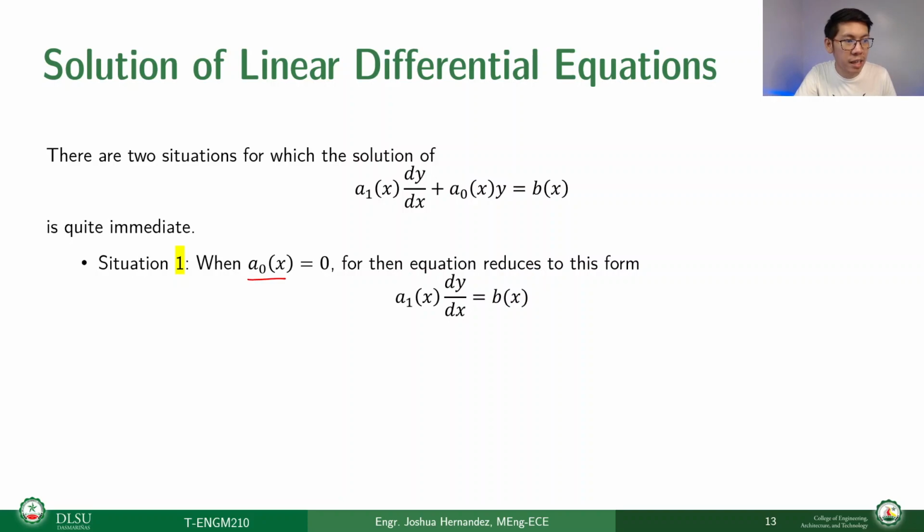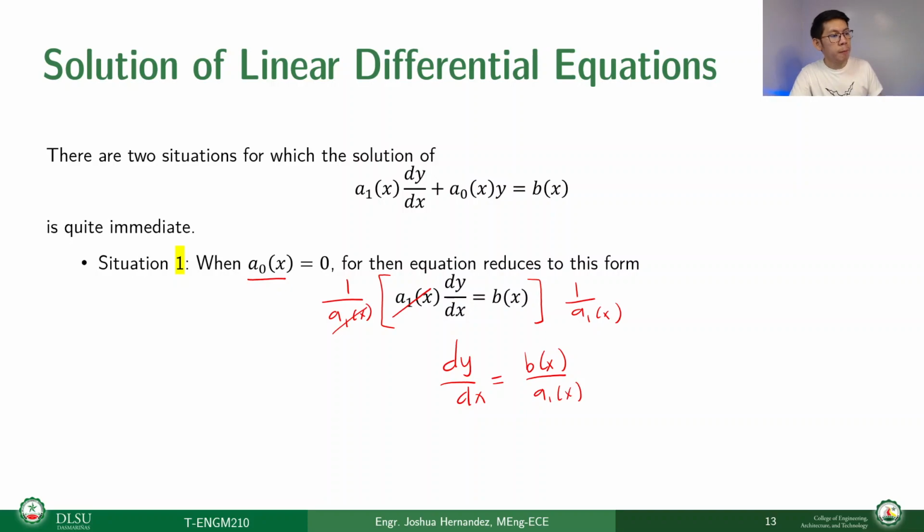Okay? Now, what can we notice on this form? Assuming again that a naught of x is equal to 0, we can notice that our differential equation can be solved by means of variable separable. How? Well, we can move a1 of x to the other side, by multiplying 1 over a sub 1 of x. So 1 over a sub 1 of x cancels out on the left-hand side of the equation, and we're left with dy over dx equals b of x all over a sub 1 of x. Now, we can multiply dx on both sides, and so separating the variables, we're going to get dy equals b of x over a sub 1 of x multiplied by dx.